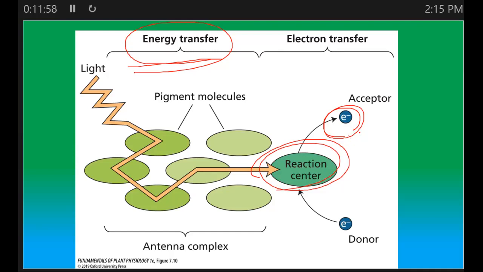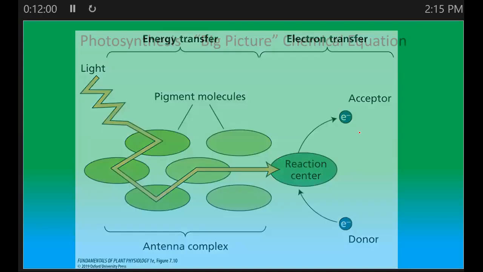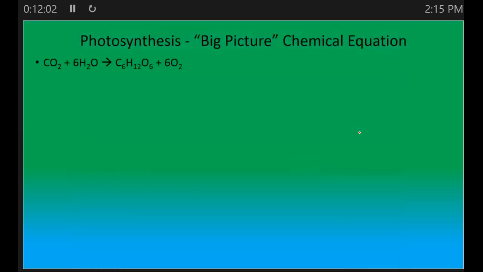So you often see this reaction when someone says, this is photosynthesis. I need you to appreciate that this is the big picture chemical equation. It's including both the light reactions and the carbon dioxide fixation to make sugars. So it's in total all of photosynthesis. So carbon dioxide, water, C6H12O6 plus oxygen.